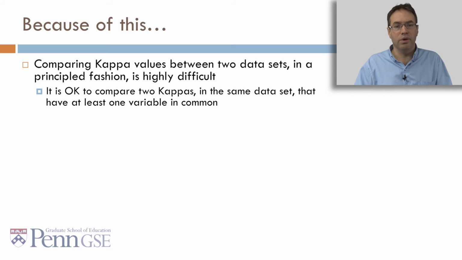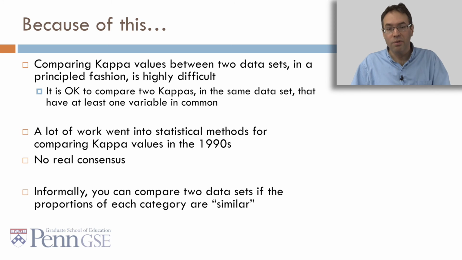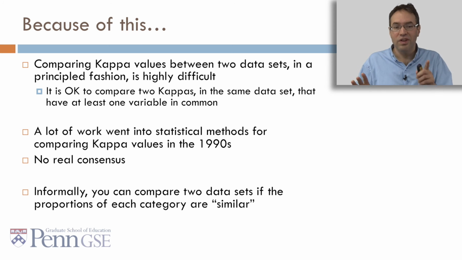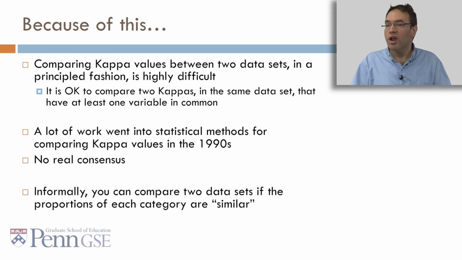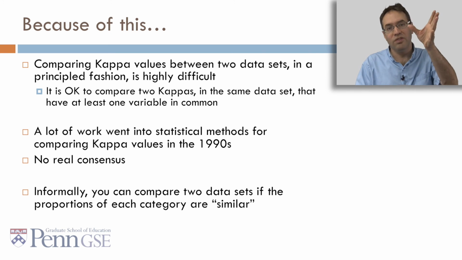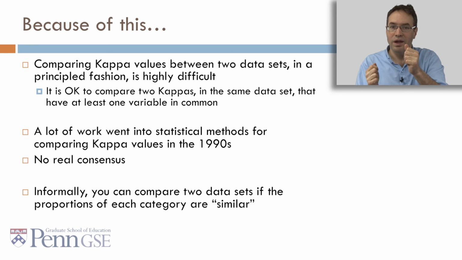It is okay, however, to compare two kappa values in the same data set that have at least one variable in common. A lot of work went into statistical methods for comparing kappa values in the 1990s, and there was no real consensus. It turns out that there's just not a really good way to do it, so far as we currently know. Informally, you can probably compare two data sets if the proportions of each category are similar, whatever that means. So in other words, if you have two categories and in one data set it's 60-40, and in the other one it's 55-45, you're probably okay. But you wouldn't want to compare 60-40 to 93-7.